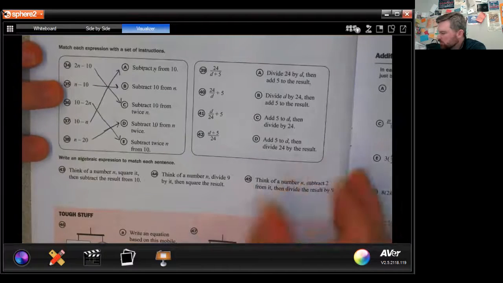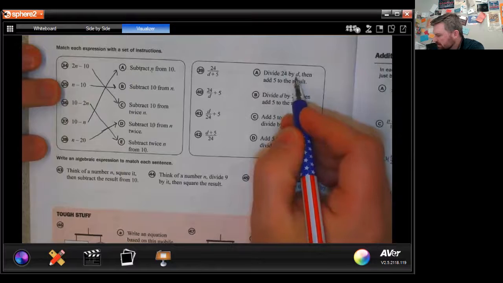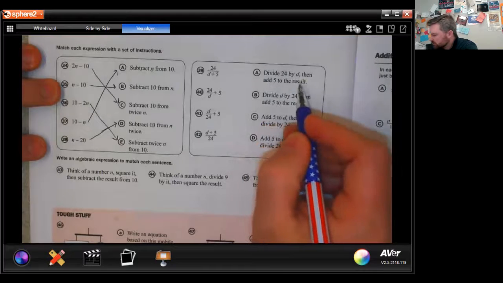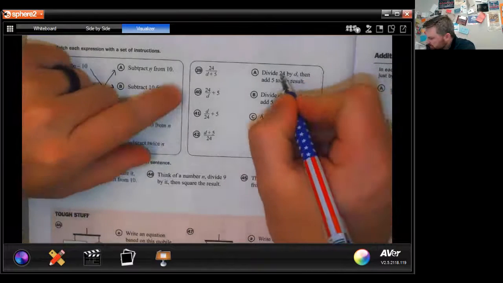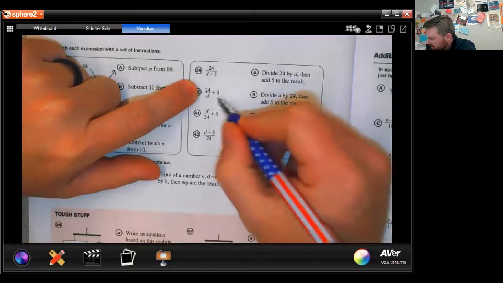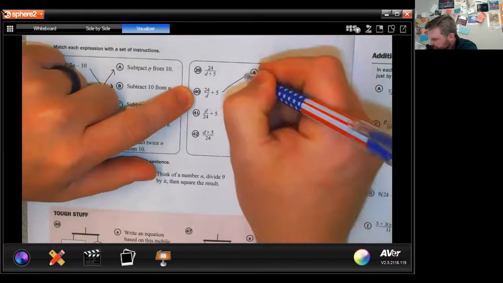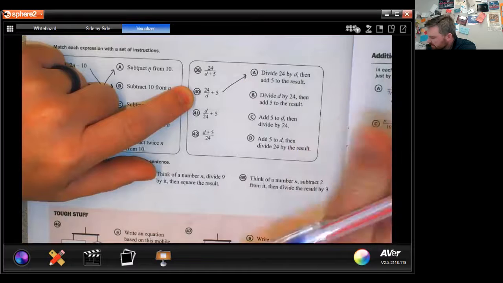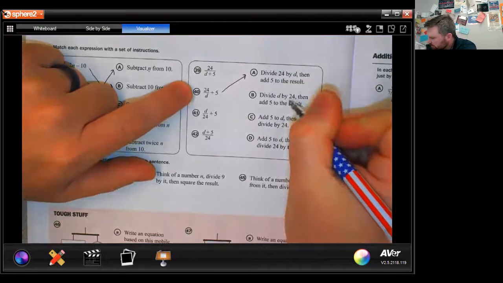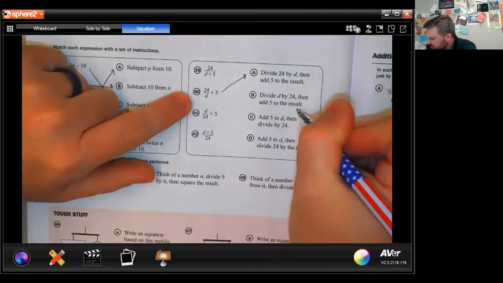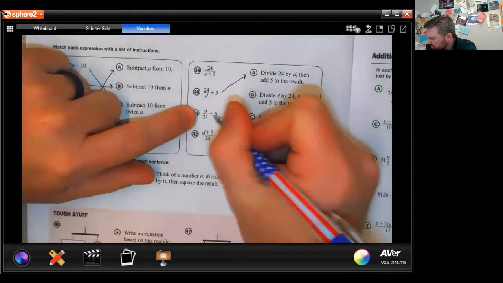Divide 24 by D, then add 5 to the result. So divide 24 by D, then add 5. So that's A right there. Divide D by 24, then add 5. So D divided by 24, then you're adding 5.